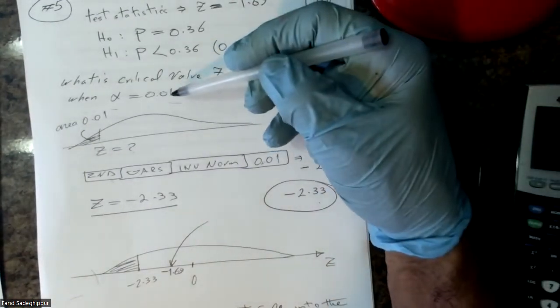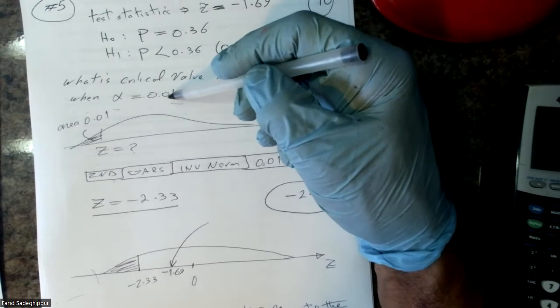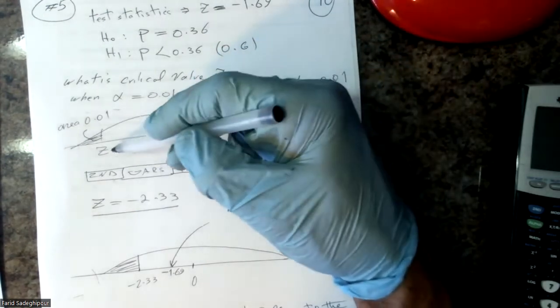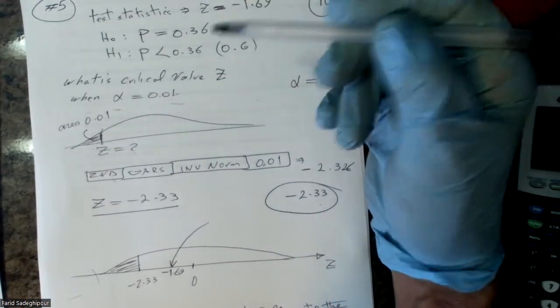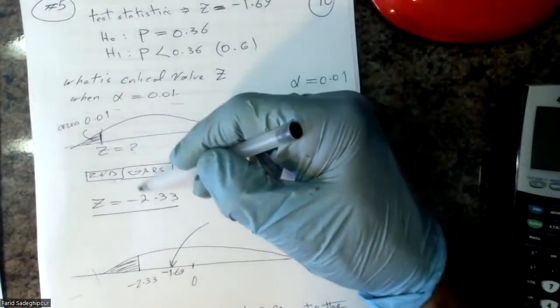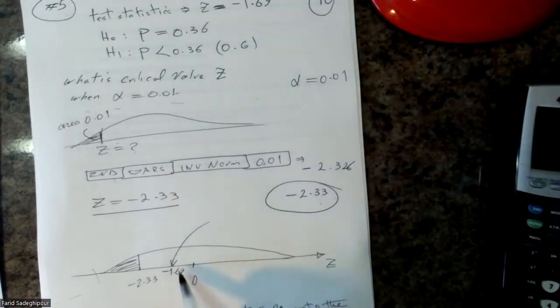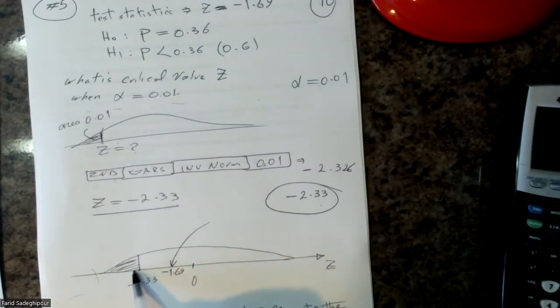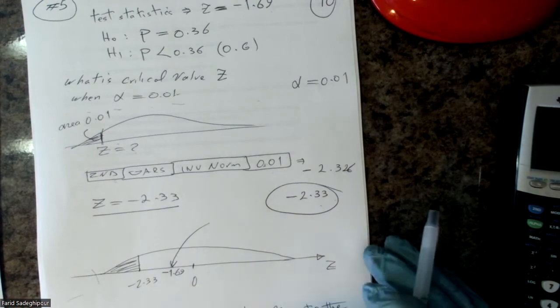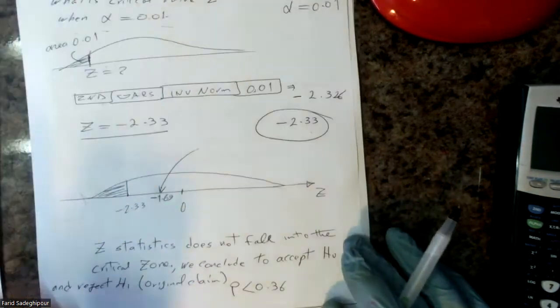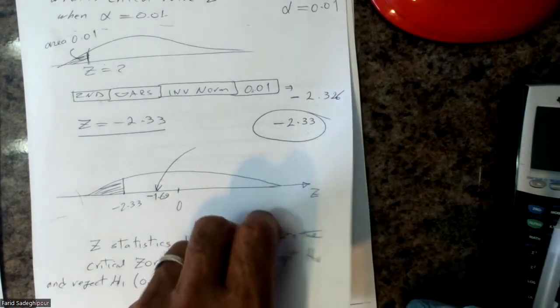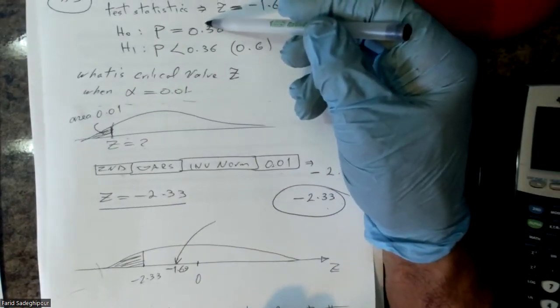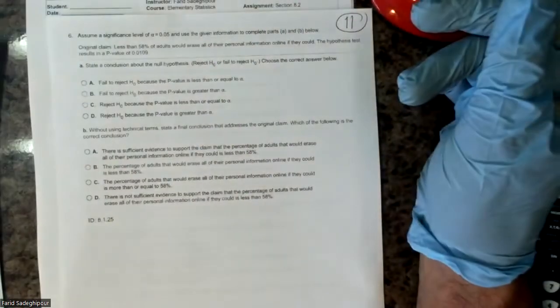Means significant level of alpha is 0.01. So for 0.01, we go to the calculator and find what z we have. So that tells us the border point. This z is minus 2.33, but then the other one falls in the good area. It doesn't fall into the critical. Therefore, we accept H0. Z of a statistic does not fall into the critical zone. We conclude to accept H0. When you accept H0, it means you have to reject the original claim.